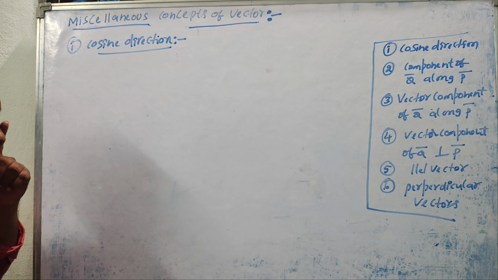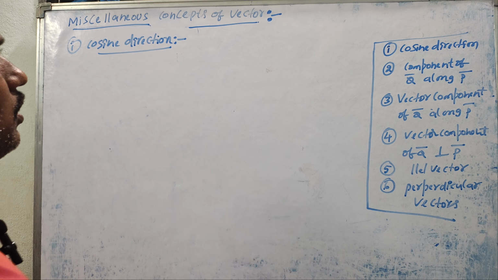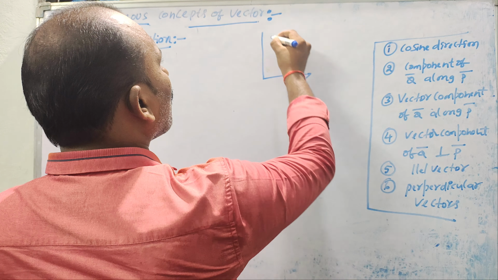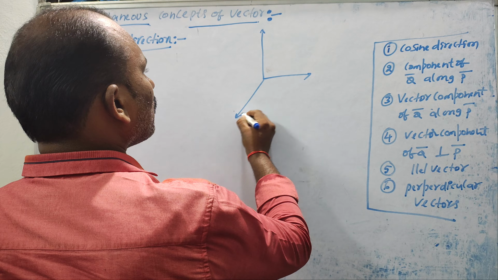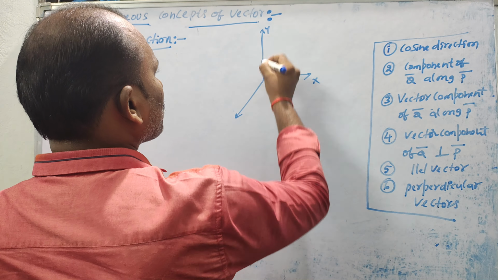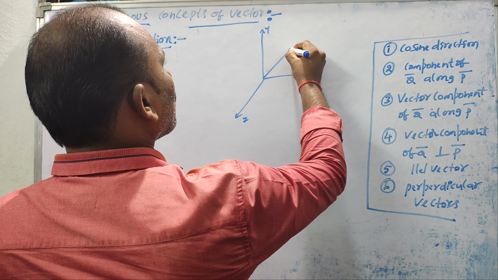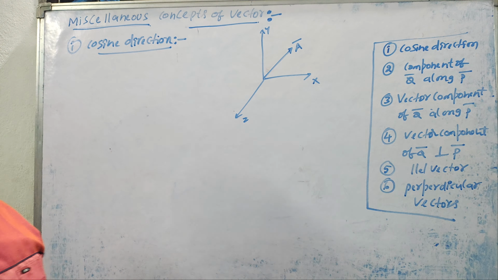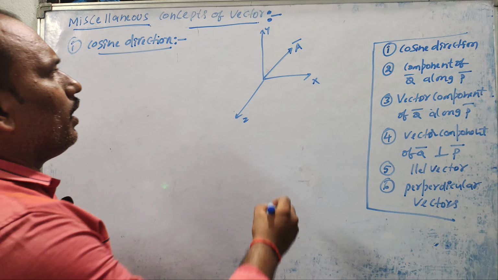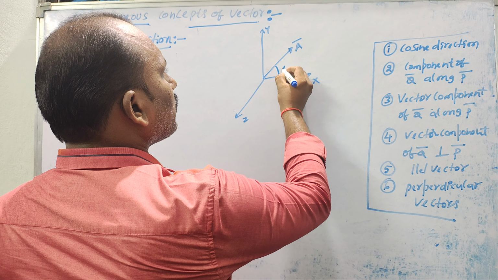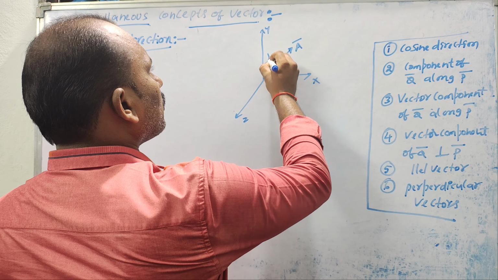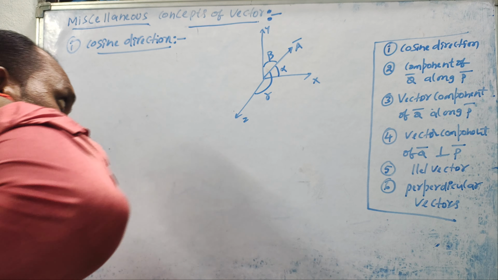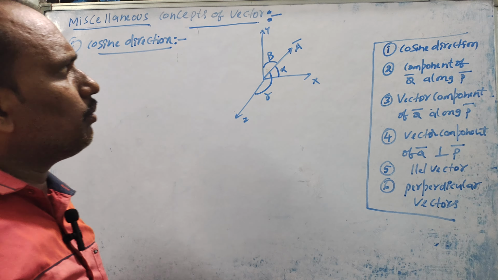So what is meant by cosine direction? Generally we are dealing with 3D. Let us take an example. So it is x-axis, y-axis, z-axis. The vector is there, A bar is a vector. Now I want to find out alpha, beta, and gamma.